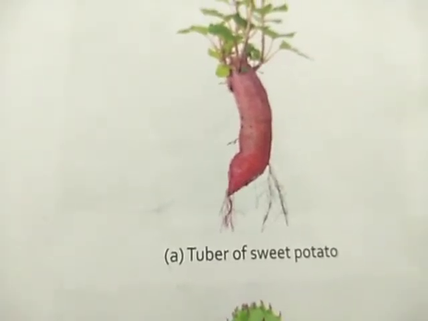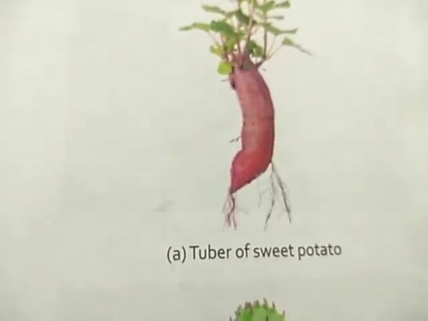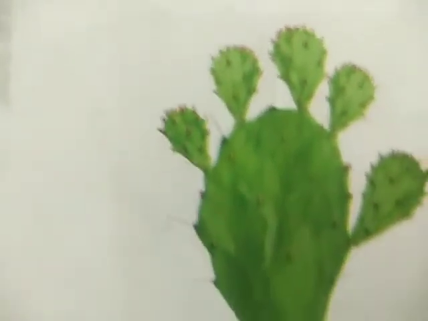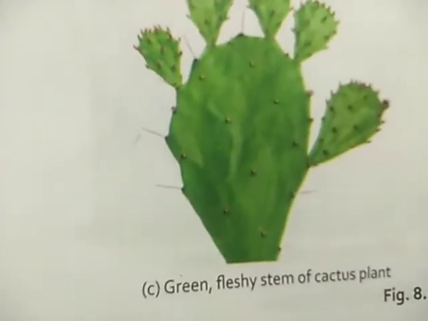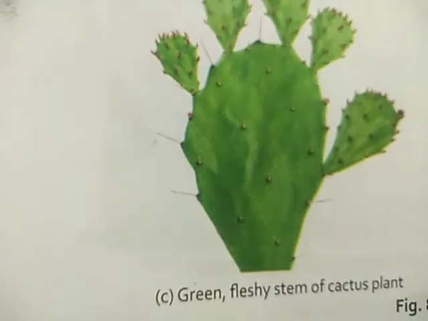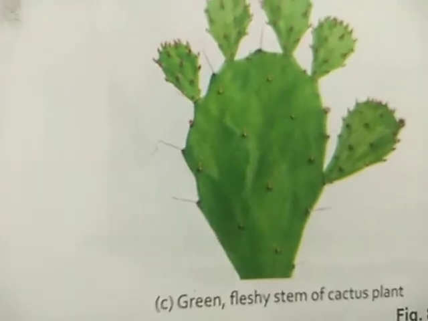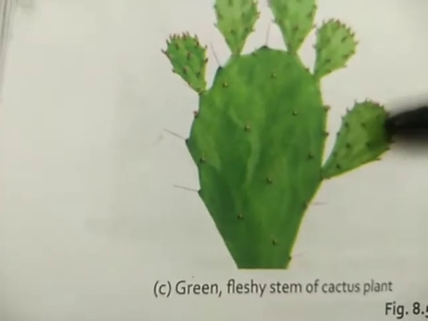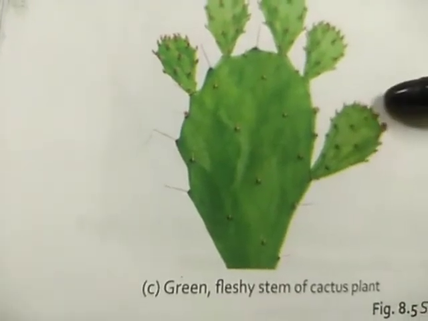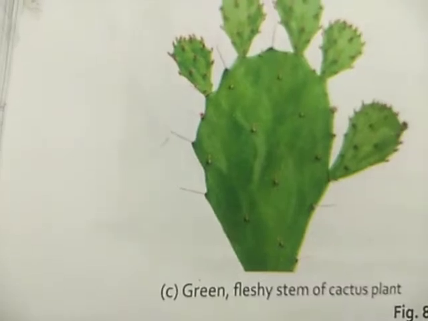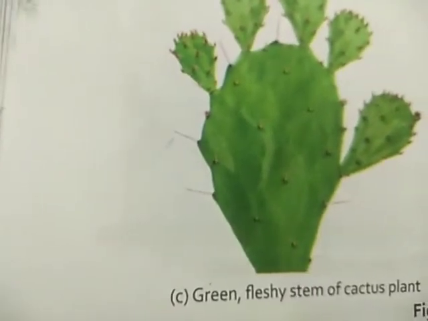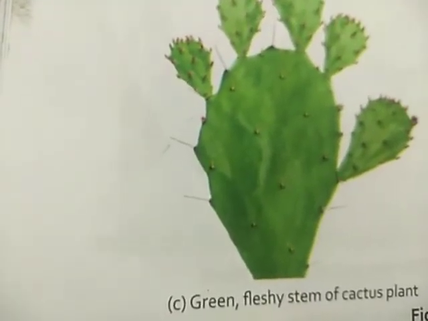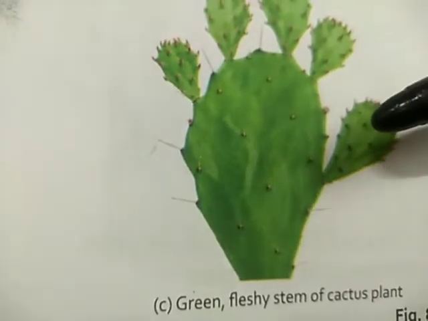Then, for making food for the plants, such as cactus, have fleshy leaf-like stems. As you can see here, this is a cactus plant which has thorns, right? Yes or no? Cactus plants will have thorns on it. So, they have a fleshy leaf-like stem that contains chlorophyll. This is a stem, not the leaf.